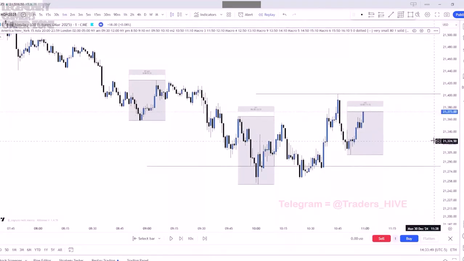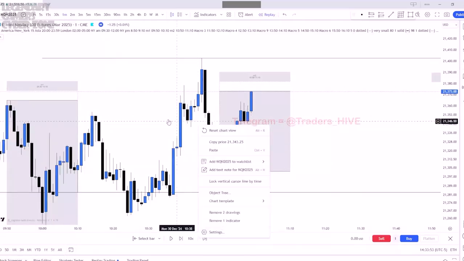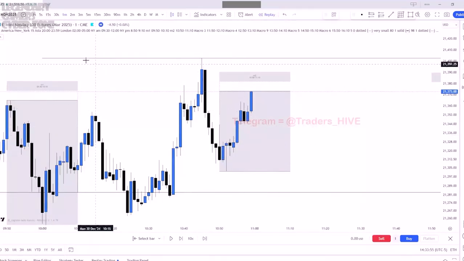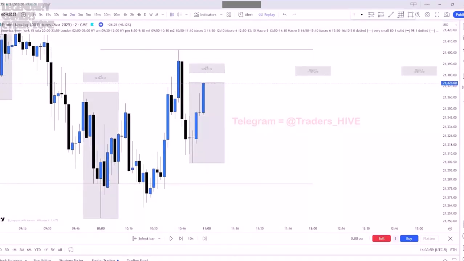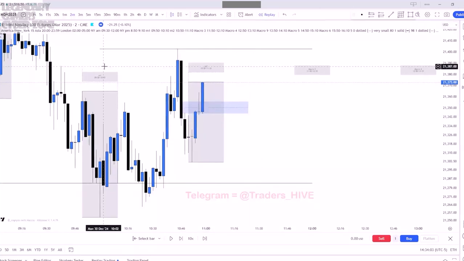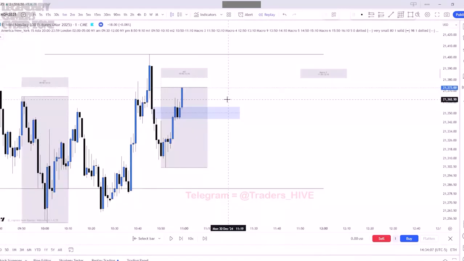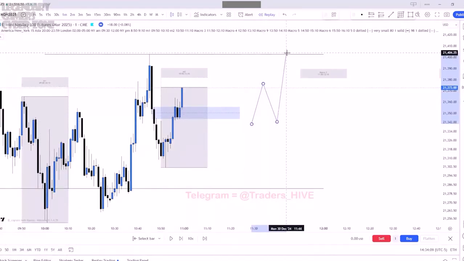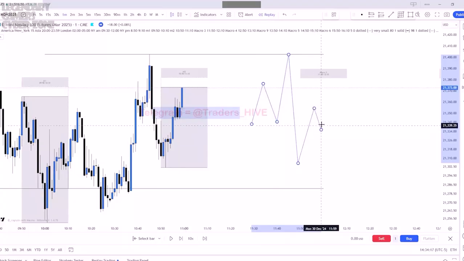You can see right here, what do we have? We have an inversion fair value gap right here. We have what most people would enter on, a 2022 model to the downside. What these guys don't understand is that this high here is where all the liquidity is at. So you want to long when this pattern happens, when the hourly candle is closing.